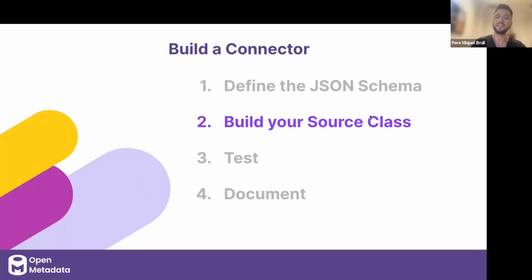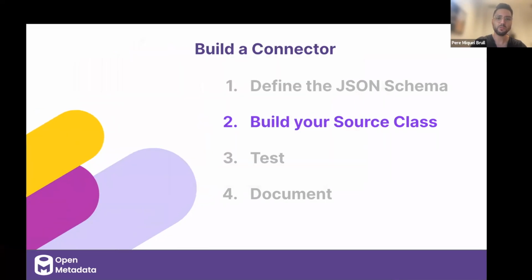Then the second part is we can now start to build our source class. But before jumping into there, we need to generate the Python code, right? So to generate the Python code, now I'm in the directory where I have my OpenMetadata project cloned. I'm just going to start and get inside my Python virtual environment. And we have everything already automated. So I can just run make generate.